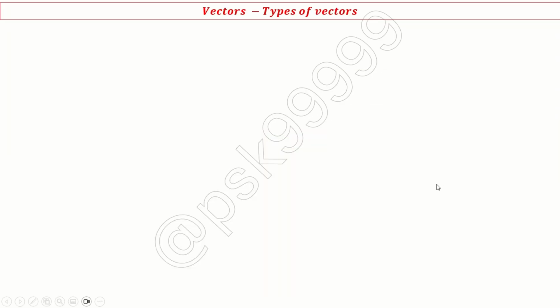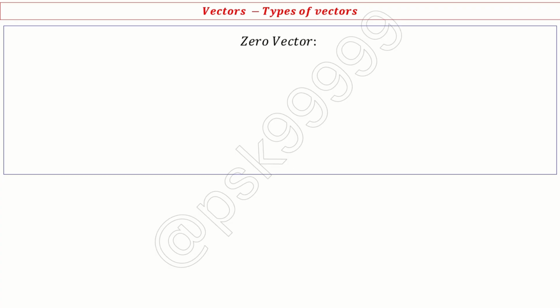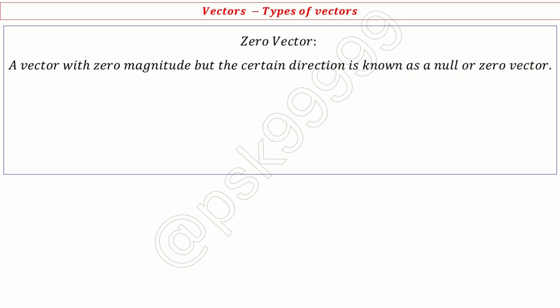Next, some definitions of important vectors. Zero vector, or null vector, we call it. A vector with zero magnitude but a certain direction. There is only direction but no magnitude. Then you call this a zero or null vector.